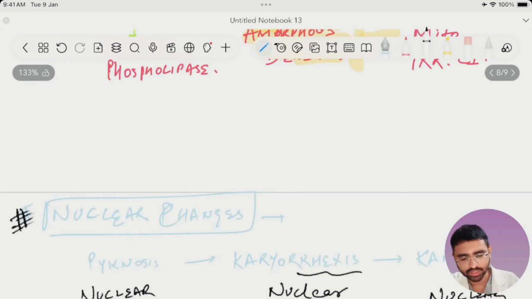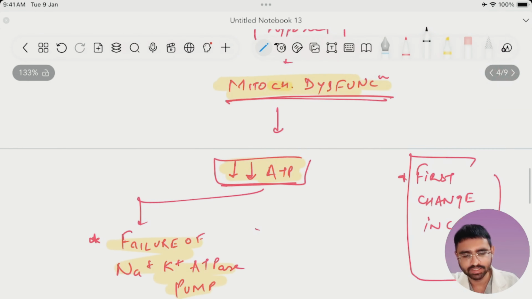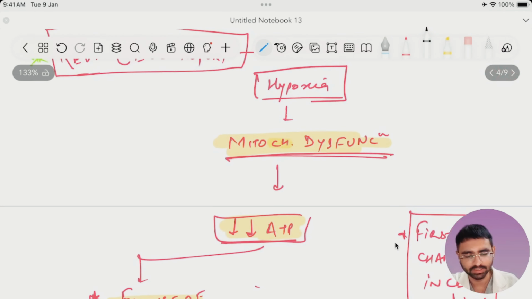So this is our today's topic of cell injury. Please revise it, and these are the important points regarding cell injury.